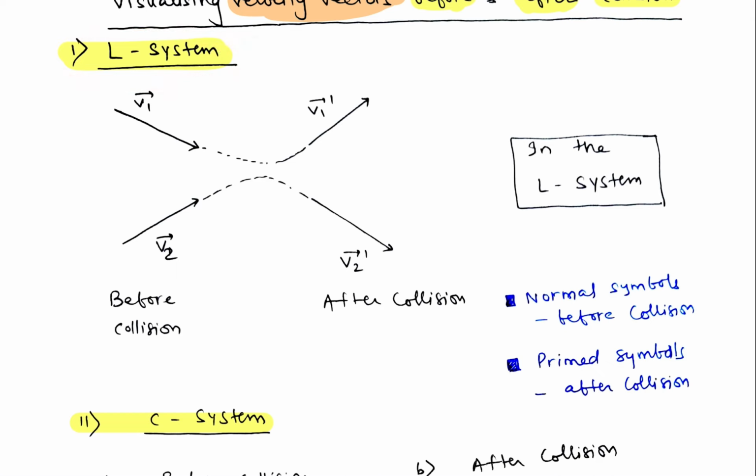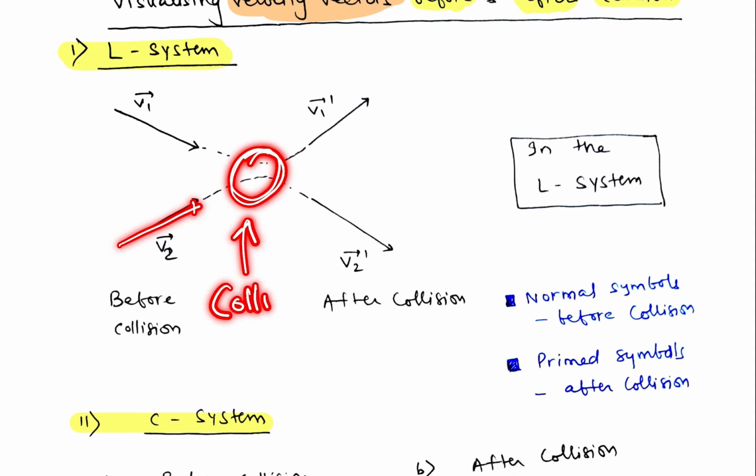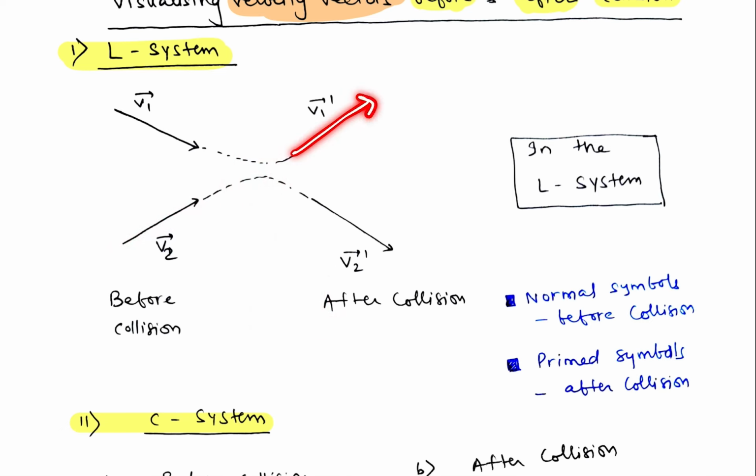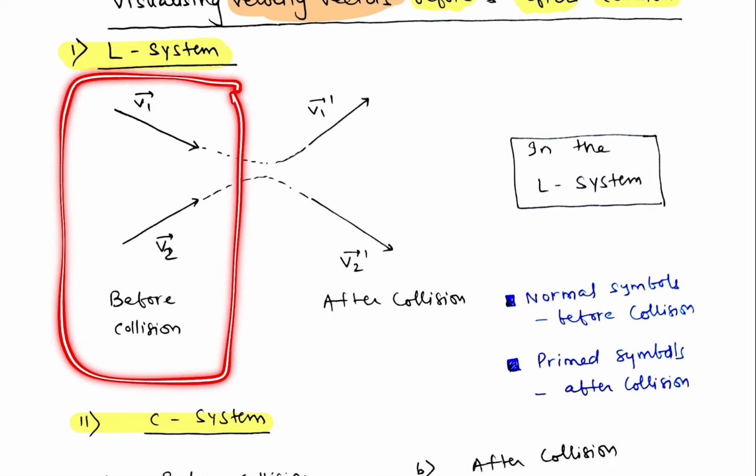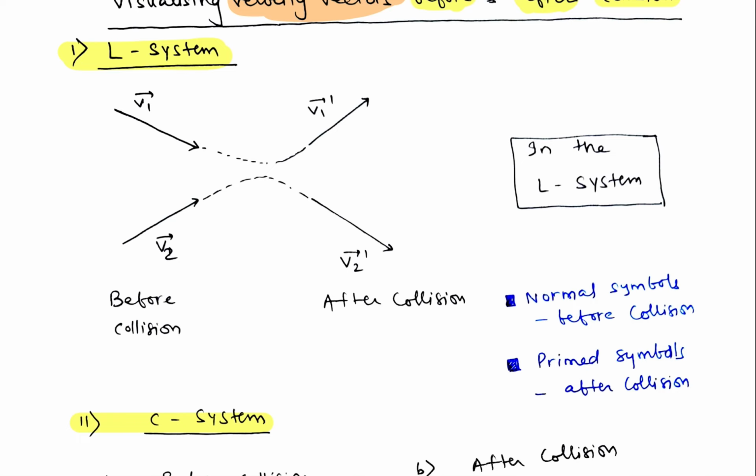So we have two masses, mass m1 and mass m2. They are going to collide in this region. In this region they actually collided, and they moved on with deflection. So this part is before collision. Let me highlight it with a different color.